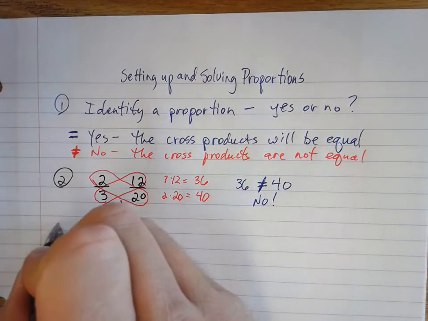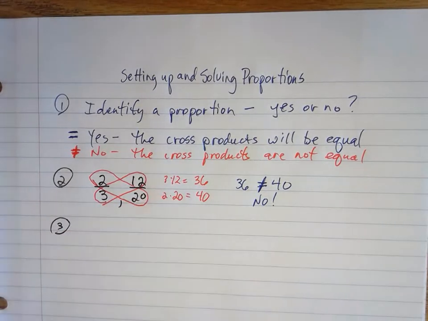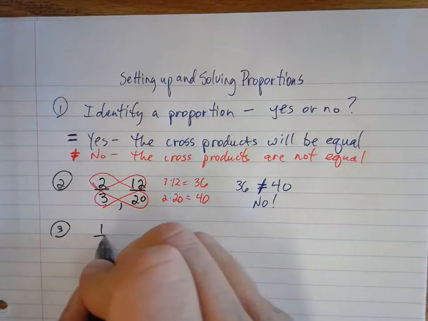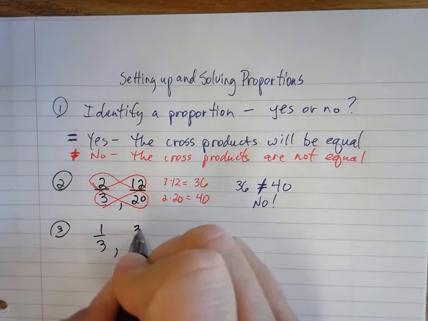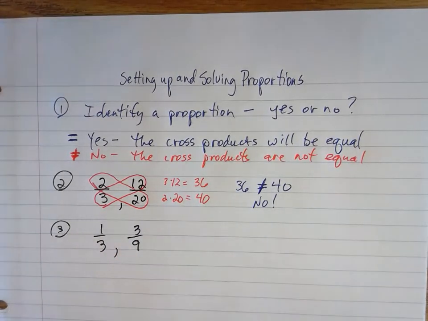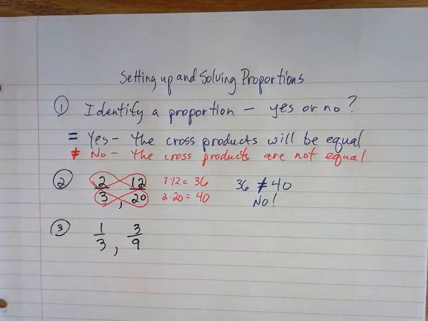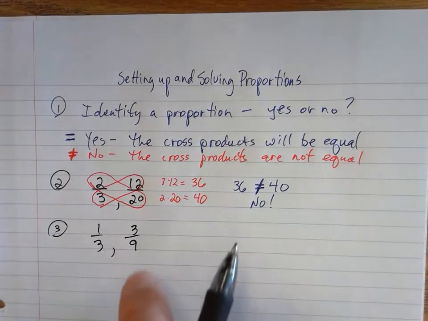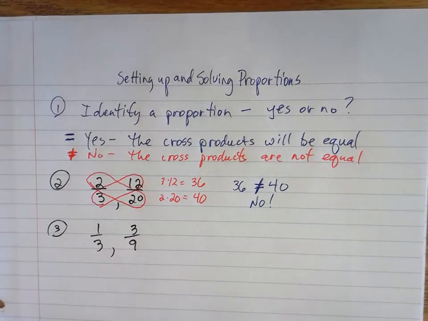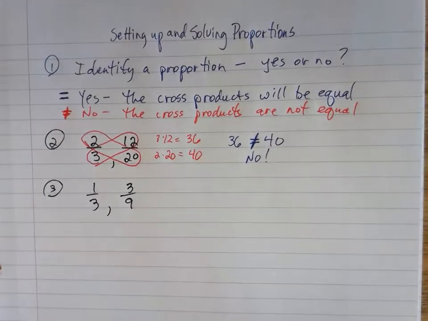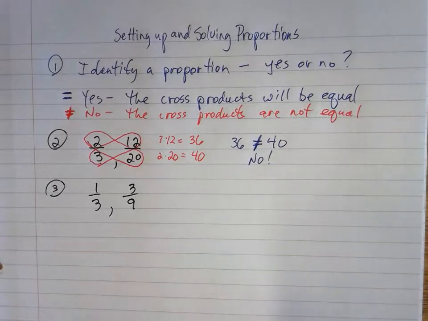Let's try another one. Alright, so this time let's say we've got these ratios. We have 1/3 and 3/9. 1 out of every 3 people brushed their teeth this morning. Maybe in the other class, 3 out of 9 people brushed their teeth. Is that going to be a proportion? Now you may be able to go ahead and look at that and say yes, but we're just going to make sure we find the cross products and make sure.